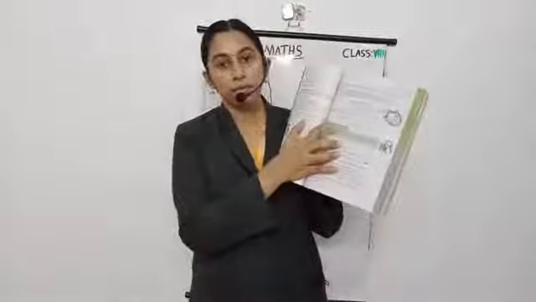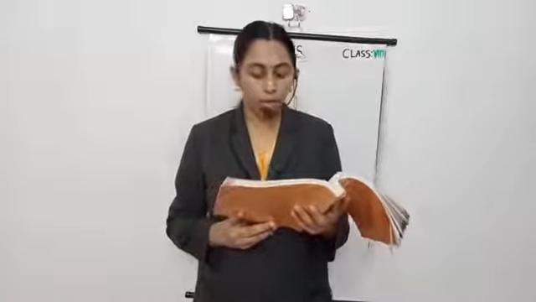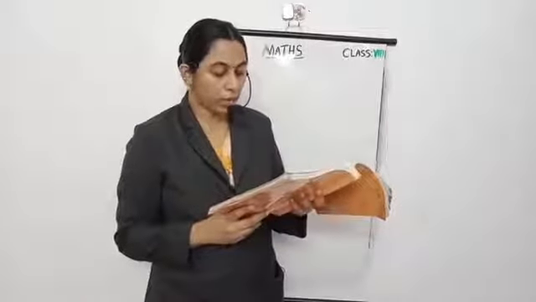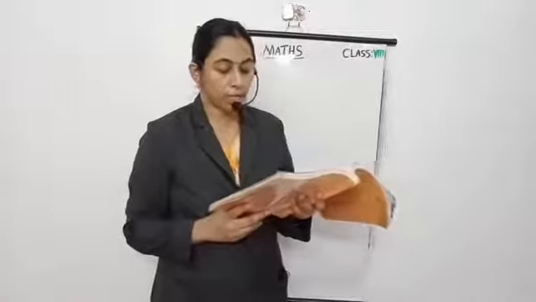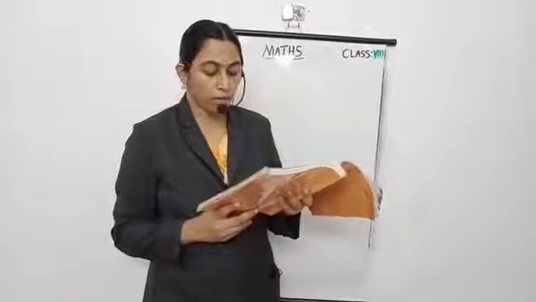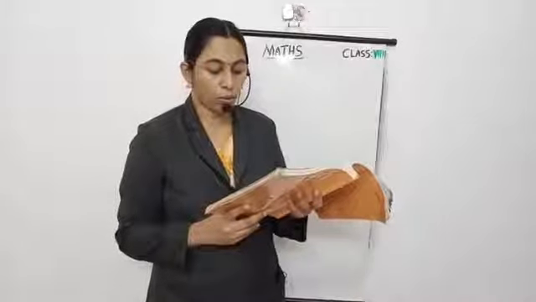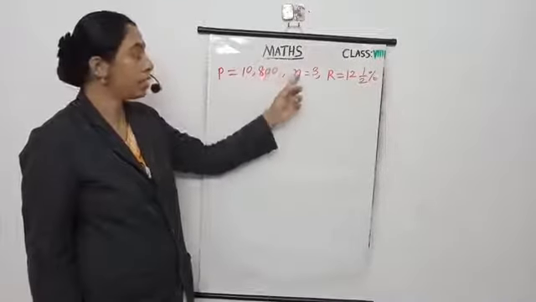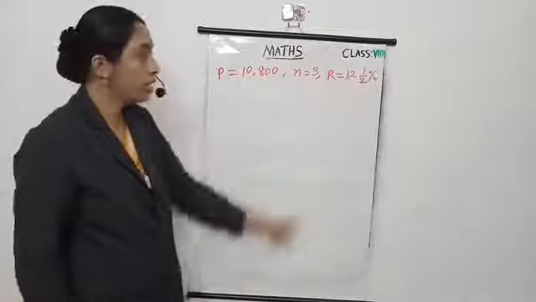Now exercise 8.3, try this yourself. Exercise 8.3, question number 1. Calculate the amount and compound interest. Here we need to calculate the amount and compound interest. There are several questions. First question, A: rupees 10,800 for 3 years at 12.5% per annum compounded annually. So the principal is 10,800, n equal to 3 years, rate equal to 12.5%.